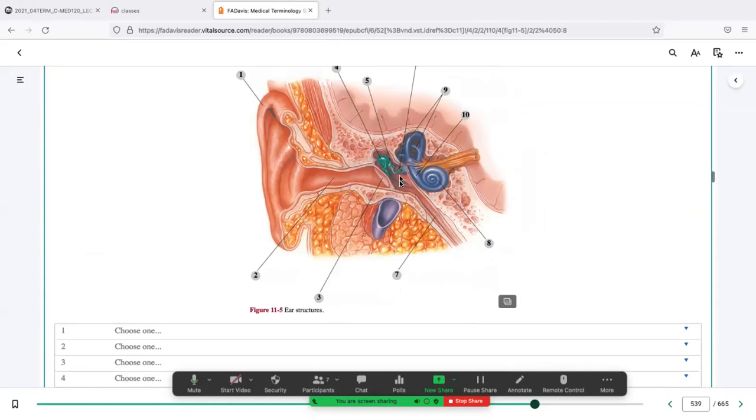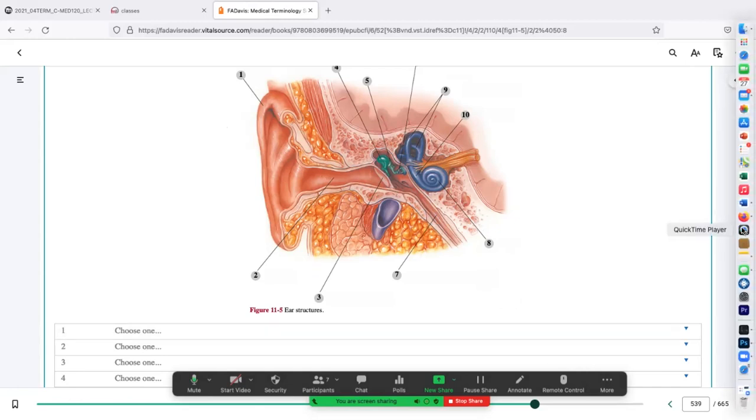Otitis media, otitis, inflammation or infection of my ear, right? I have a sore throat. I didn't take care of it. The infection goes up here, then infects here. Then I have hearing problems. And then I could also have tinnitus. Wait, am I spelling it correctly?